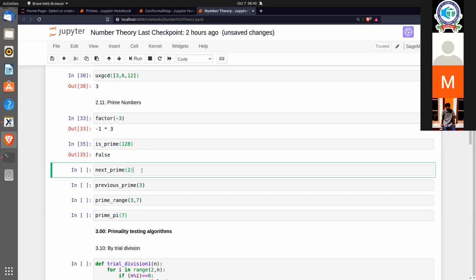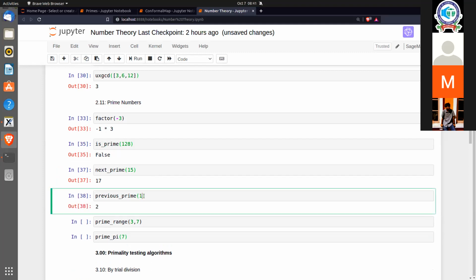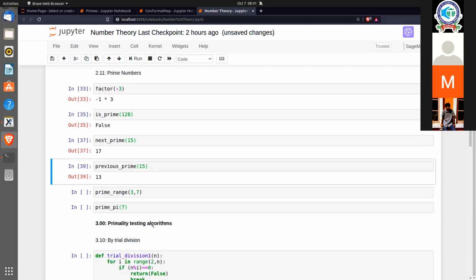But before moving to that, let's just quickly run through some more inbuilt functions in SageMath. So there's next prime. What's the next prime after 2? Now, this doesn't necessarily have to be a prime itself. So I could have something like 15, and it would give me the prime that comes after 15. Similarly, we have a previous prime as well. And then there's prime range.